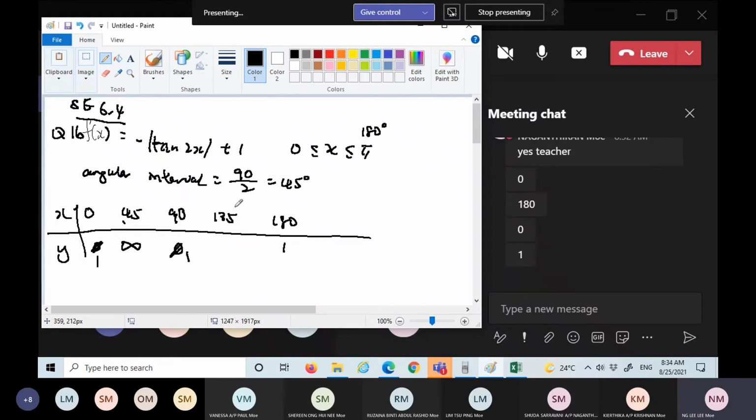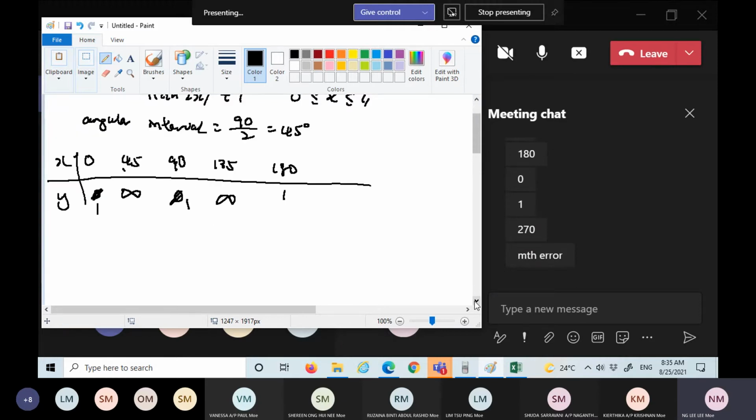Okay, for 135, 135 times 2 is what? Okay, 270. So tangent 270, you press and see. Okay, math error. So this one you are getting infinity. Okay, this is the meaning. So I hope Kritika and Sudha can do this one already, because both of you yesterday not here.